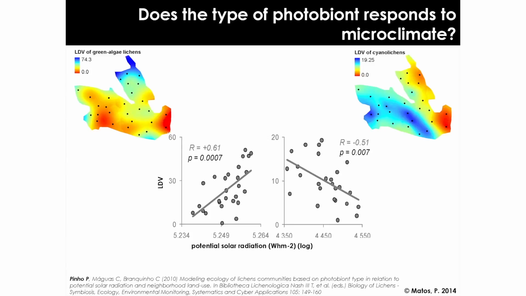While green algae lichens are able to activate with only water vapor, so they can withstand drier conditions than the others. And what we see here is exactly that. You can see that green algae lichens increase with potential solar radiation, so as the amount of energy going to that place increases, while the others are not able to do it. So if you map the LDV, remember the index that we learned how to measure.